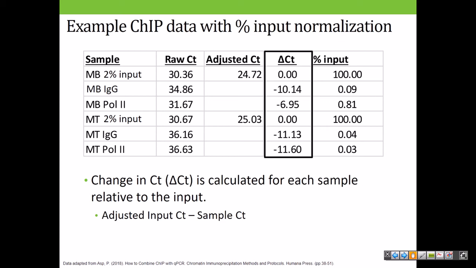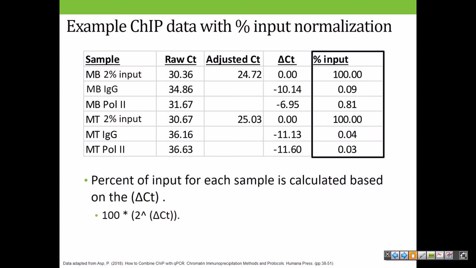For the MT IgG and polymerase II, I subtracted from their particular input, because that's the sample that they came from. Okay, don't mix inputs with other samples. You want to analyze only samples that came from its particular input, because that's what you're normalizing to. And as you can see from the numbers, 24.72 and 25.03, it's not terrible, but they are different. So we're normalizing based on what those input values told us was there. They're not exactly the same.